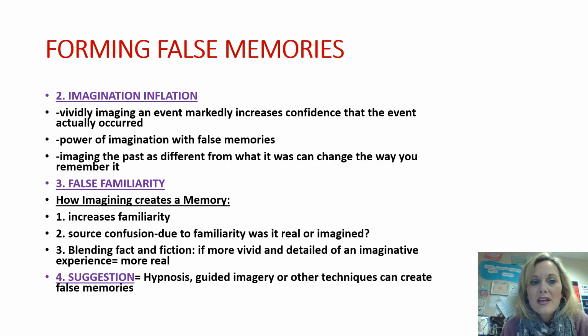So, some cool stuff. Okay, and then also forming false memories, we have imagination inflation, false familiarity, and suggestion. Imagination inflation is the power of imagination. Because we're human beings, we have the ability to imagine, and we can be very confident that something has happened, and we've actually created a false memory because we have been imagining. False familiarity is how imagining creates a memory. We increase our familiarity because we've imagined it. With source confusion, we don't realize that it came from imagining versus reality, and then we blend fact and fiction, and we think that something's real and it's actually been imagined.